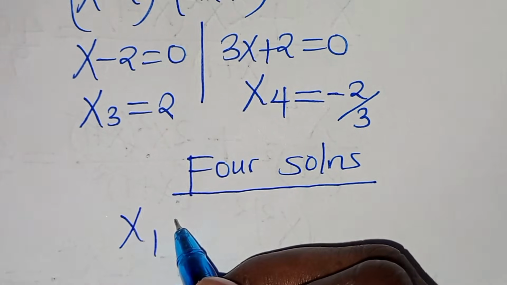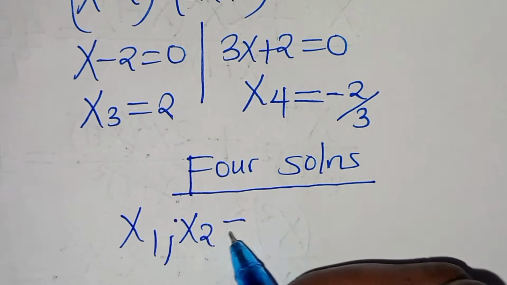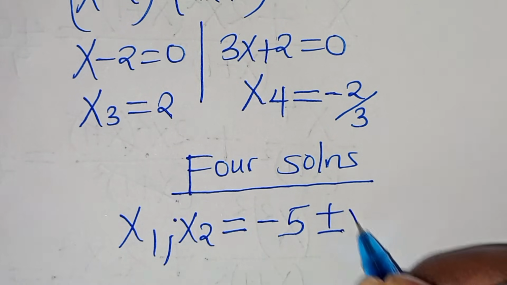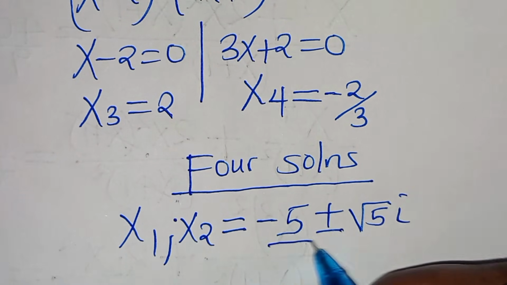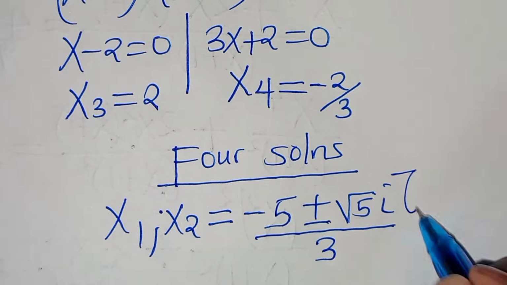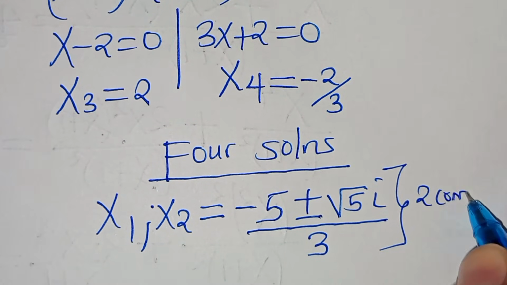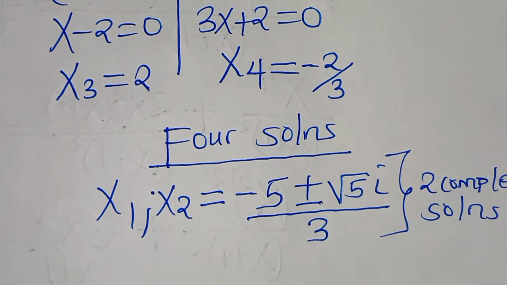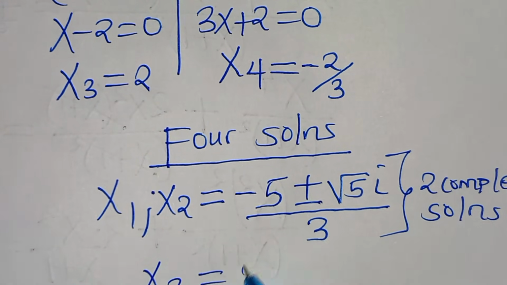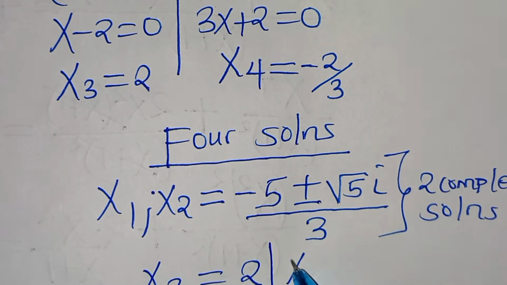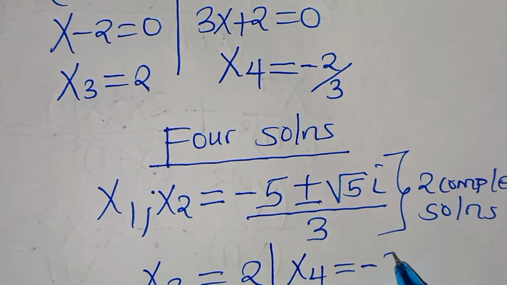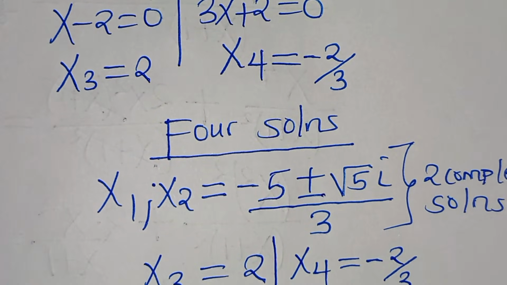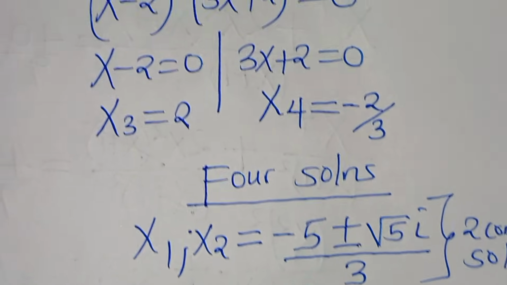We have that x1, comma, x2. This is equal to minus 5 plus or minus square root of 5i, everything here divided by 3. And remember, these are two complex solutions. And then we have that x3 is equal to 2, and we have that x4 is equal to minus 2 over 3. And this means we have 4 solutions. So these are the solutions to this algebra problem.